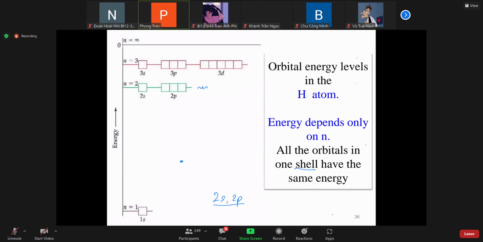For n equal to 1, of course, you have only 1s, so there is no question. In the case of the third shell, you have 3 orbitals, 3s, 3p, and 3d. Because the energy level depends only on the value of n, we say that the 3 orbitals have the same energy level.